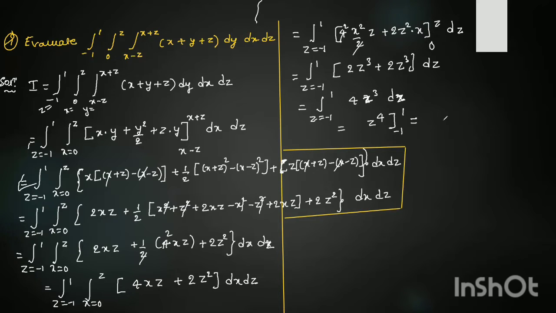Two, sir. Check again. It will be 2. No. So minus... 0. Yes, it is 0, right? See what will happen. Z to the power 4 means 1 to the power 4 is 1. -1 to the power 4 is also 1, because -1 to the power 4 is 1. So the answer is 0.